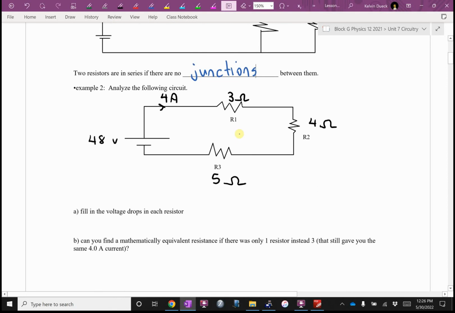Example 2 says, analyze the following circuit. So it looks like we have a 48 volt source. Looks like we have 4 amps flowing from the battery. Well, how many amps are going through this 3 ohm resistor then? How many amps right here? How many amps right here? How many amps in here? How many volts do I lose going through that resistor then?